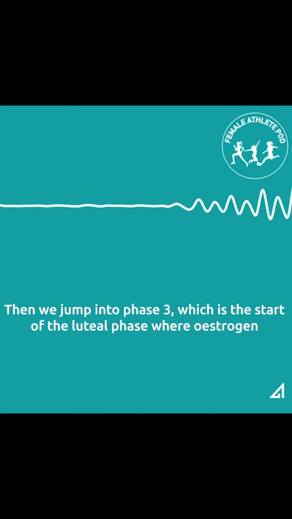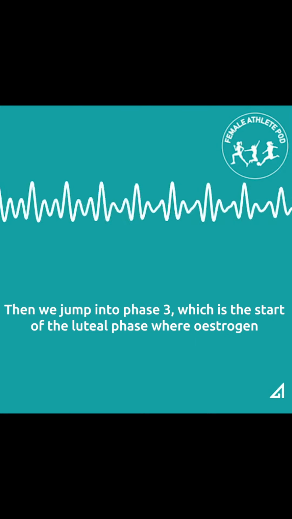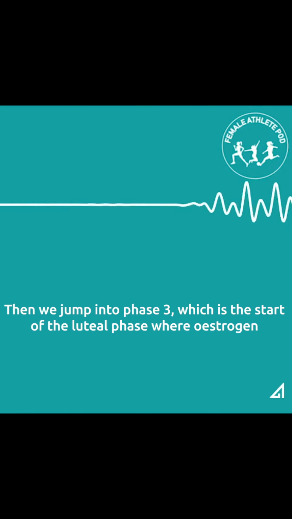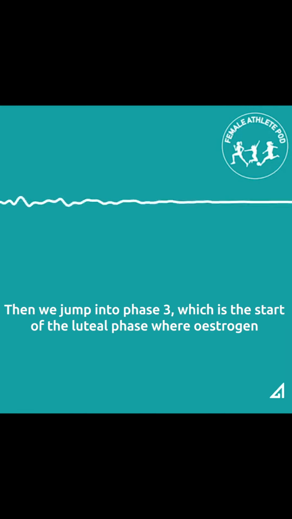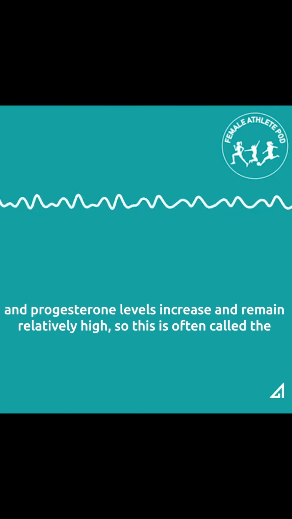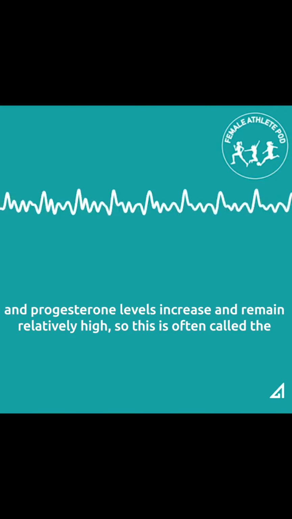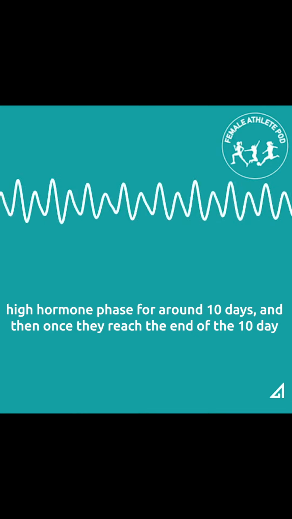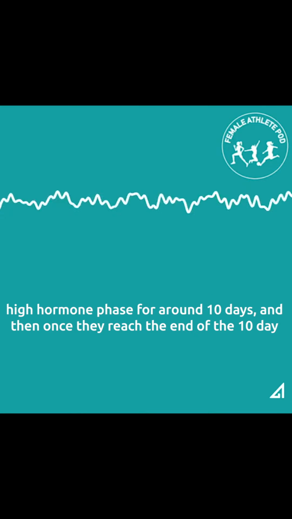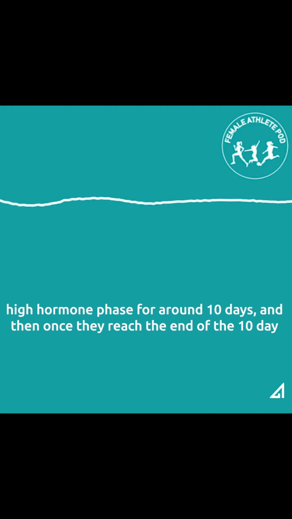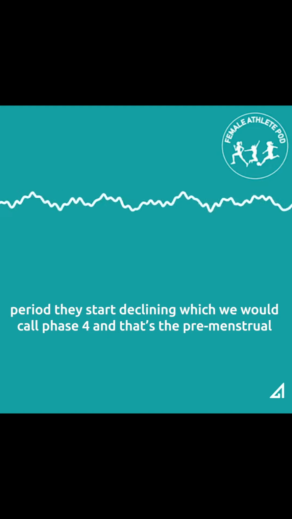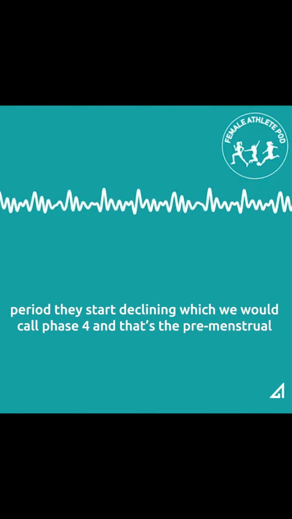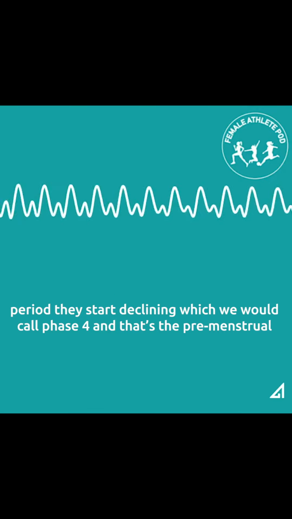Then we jump into what we would call phase 3, which is the start of the luteal phase, where estrogen and progesterone levels increase and remain relatively high. This is often also called the high hormone phase, for around 10 days. Then once they reach the end of that 10-day period, they start declining, which we would call phase 4, and that's the premenstrual window.